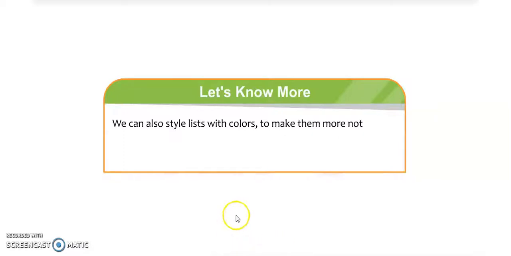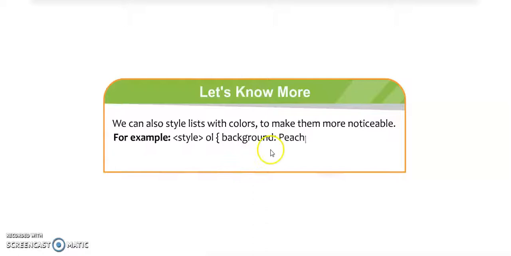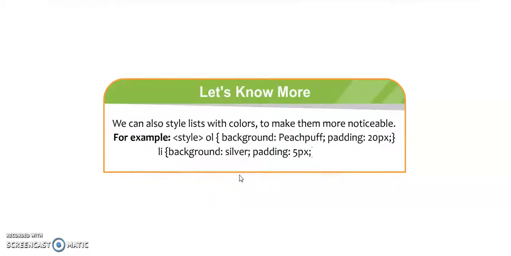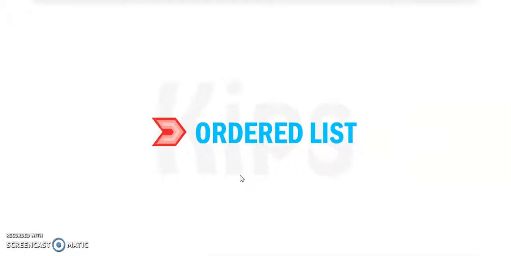We can also style lists with color to make them more noticeable. For example, style OL background peach puff, padding is 20px. Then li tag background silver, padding 5px. Close, then slash style.